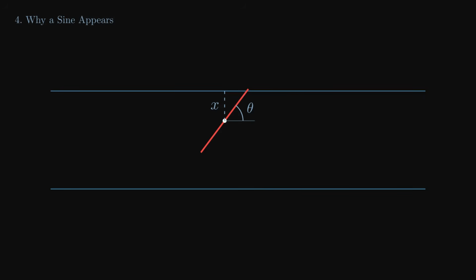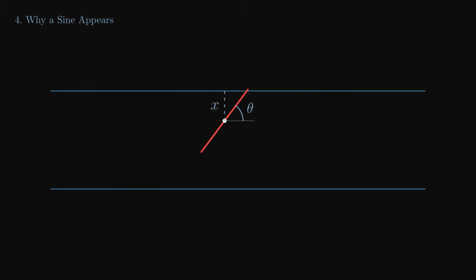Call the angle the needle makes with the line theta. By symmetry, we only need it to run from flat, 0, up to a quarter turn, straight across the lines. Now the crossing condition. A needle tilted at angle theta reaches out from its center toward the nearest line by an amount equal to half its length times the sine of that angle.